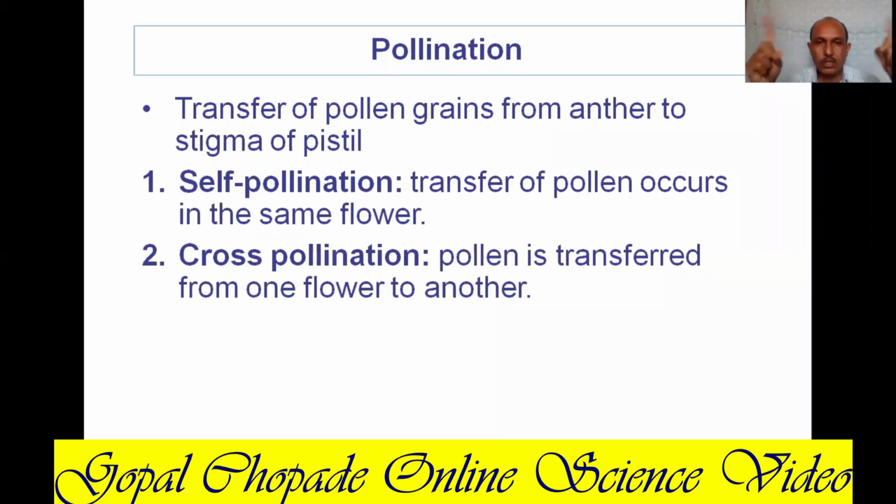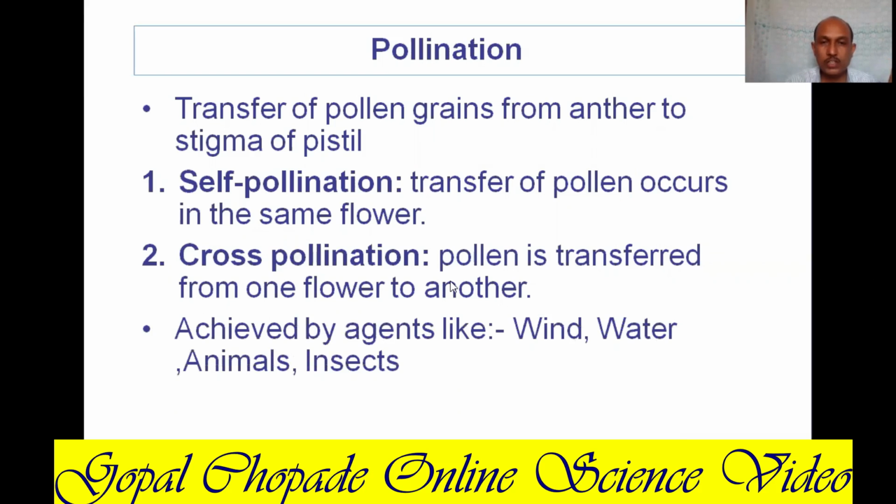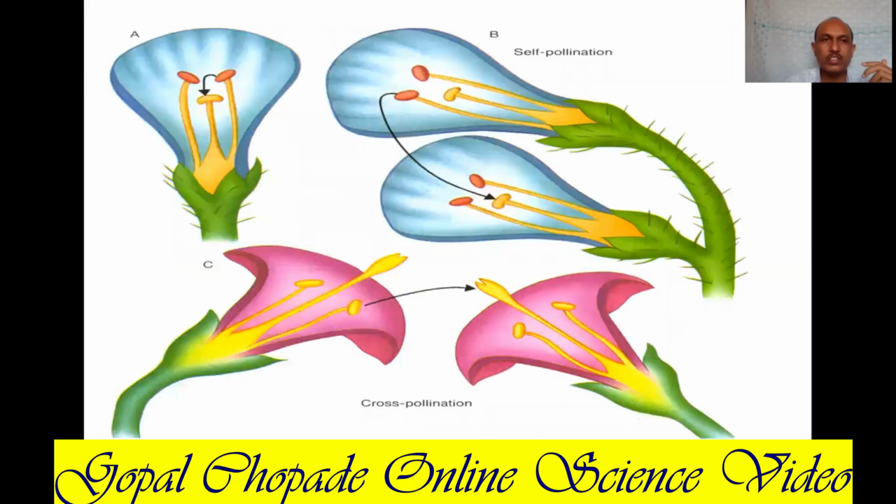Cross, like that, cross. So pollen is transferred from one flower to another flower. Here two different flowers, so here to here or vice versa. Cross pollination, the transfer of pollen grains from one flower to another flower, is carried out by certain agents, pollinators. The agent may be wind, water, animals or insects, and the general insects are butterflies and honeybees. So this is about pollination: the transfer of pollen grains. Types: self-pollination, cross-pollination.